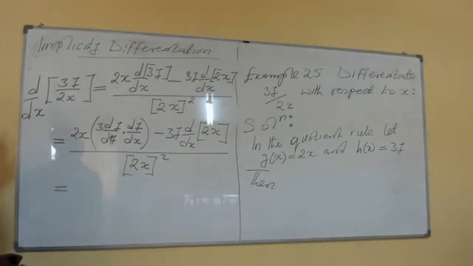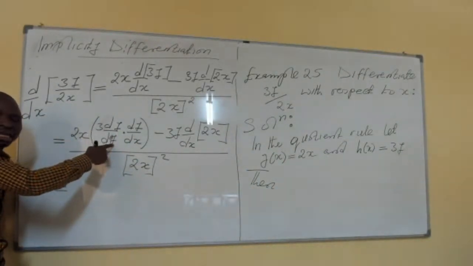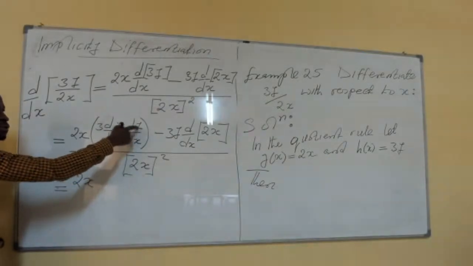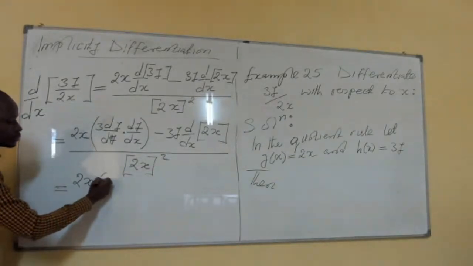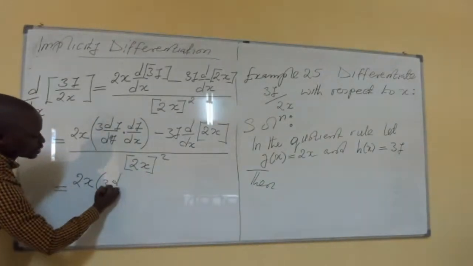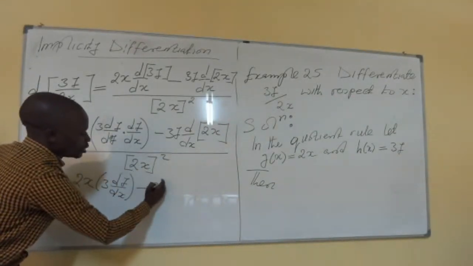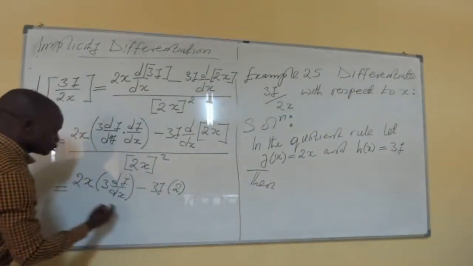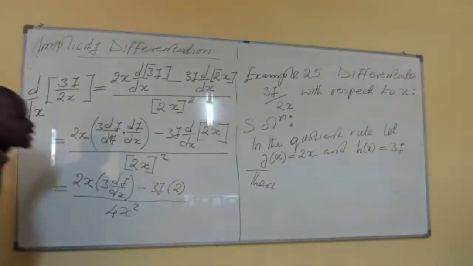After having done that, the derivative of y with respect to y, since we are differentiating with respect to y, will give us 1. So we have 2x, the derivative of y with respect to x is just dy/dx. So from here we are going to get a 3 times the derivative of y with respect to x minus 3y. Inside we are going to have 2, because the derivative of 2x is just 2, over 2 squared, which is 4x squared.